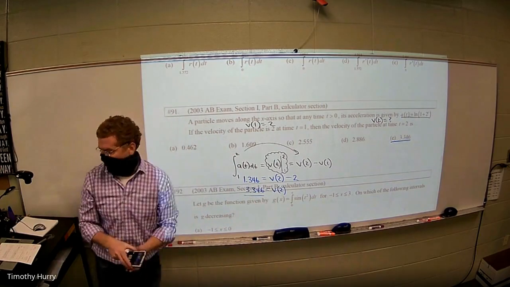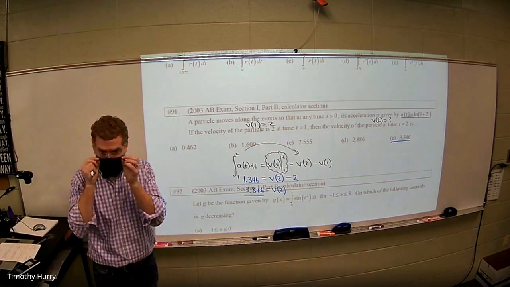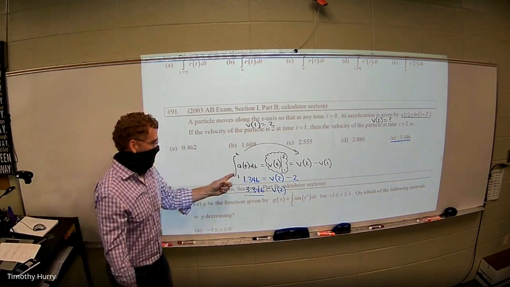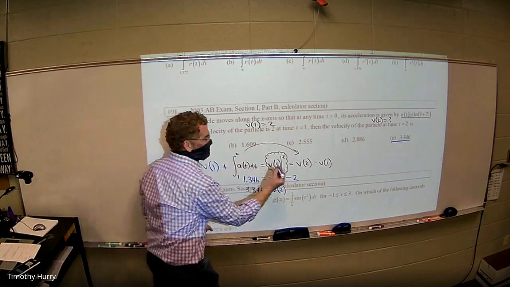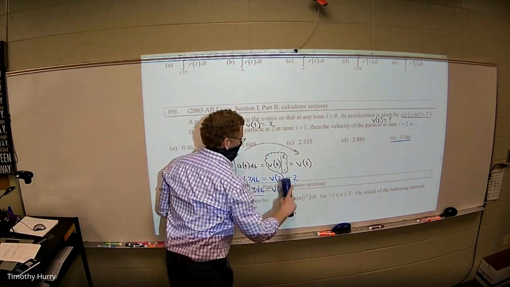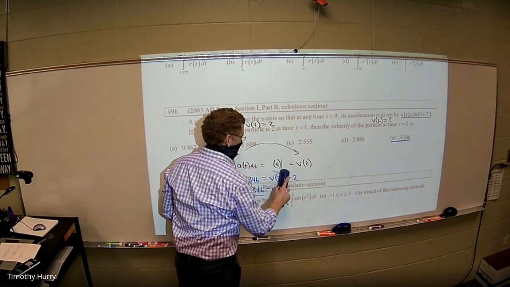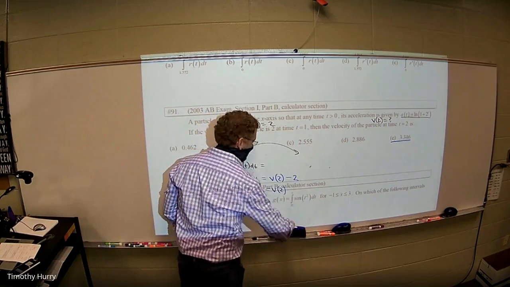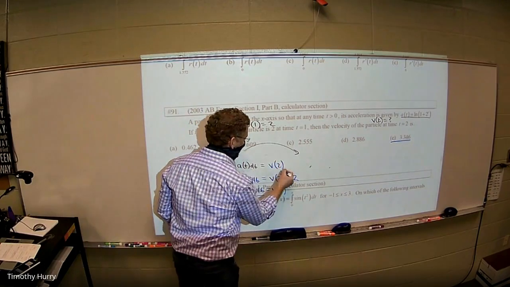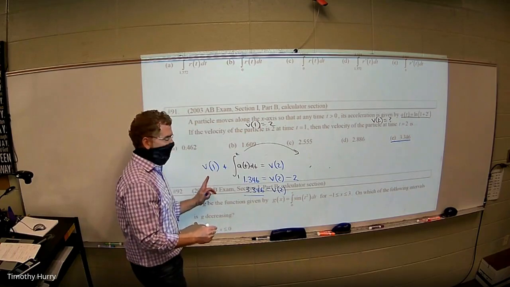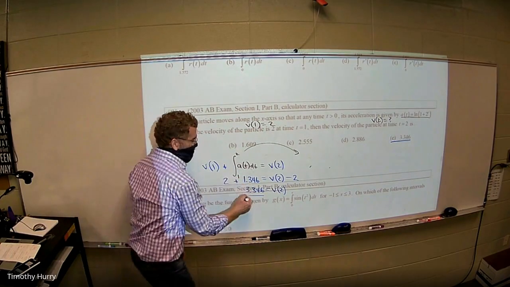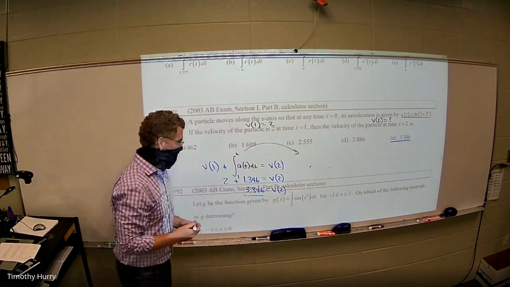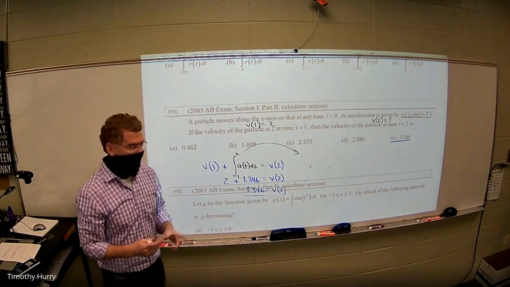Is there another way I could set this up, by the way? Have the V1 on the other side. So if I just start with this and not have it at all there, right? I'm basically saying, hey, if I want to find the ending velocity at time 2, I need the initial velocity at time 1 plus the change in the velocity. So I can totally do it this way also, right? Now, let's check it.